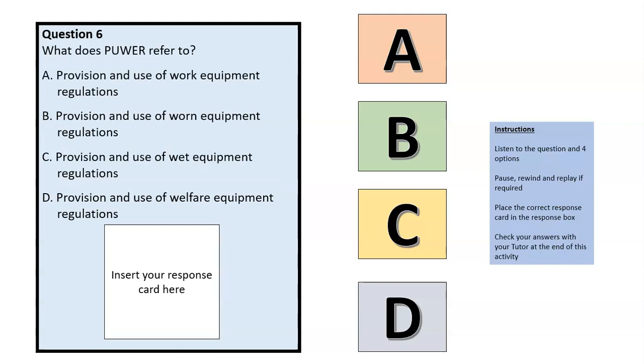Question 6. What does POOR refer to? A. Provision and use of work equipment regulations. B. Provision and use of worn equipment regulations. C. Provision and use of wet equipment regulations. D. Provision and use of welfare equipment regulations.